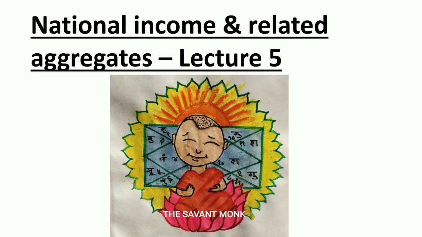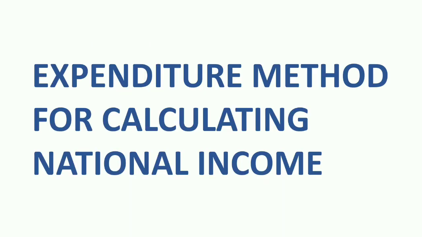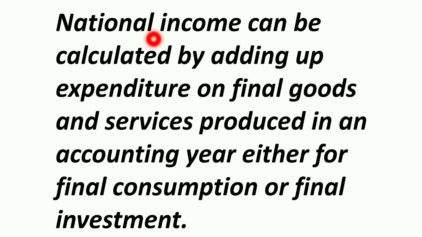It is lecture 5 in the series of videos on CBSE Class 12th Macroeconomics. In this video, we will be doing the expenditure method for calculating national income. So national income by expenditure method is a sum of expenditure on final goods and services that are produced in an accounting year by the normal residents of the country in any part of the world.